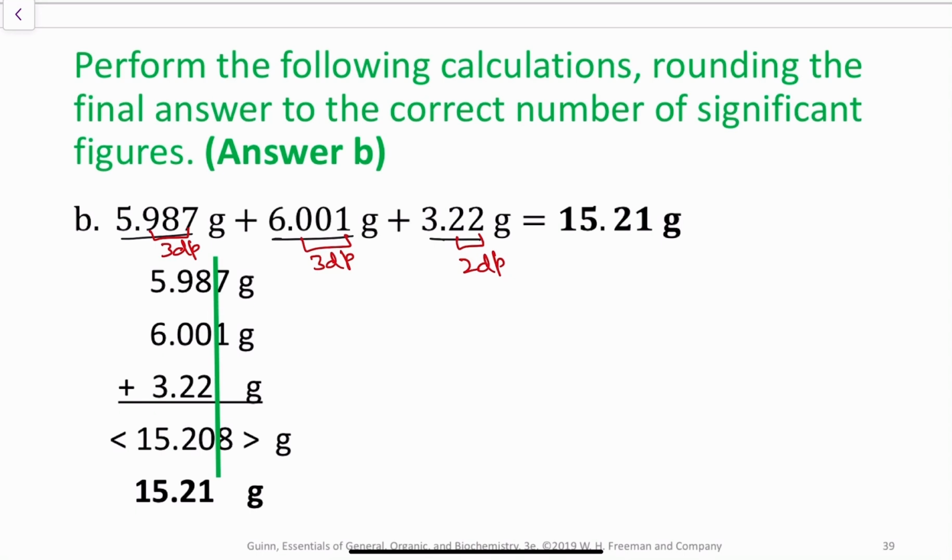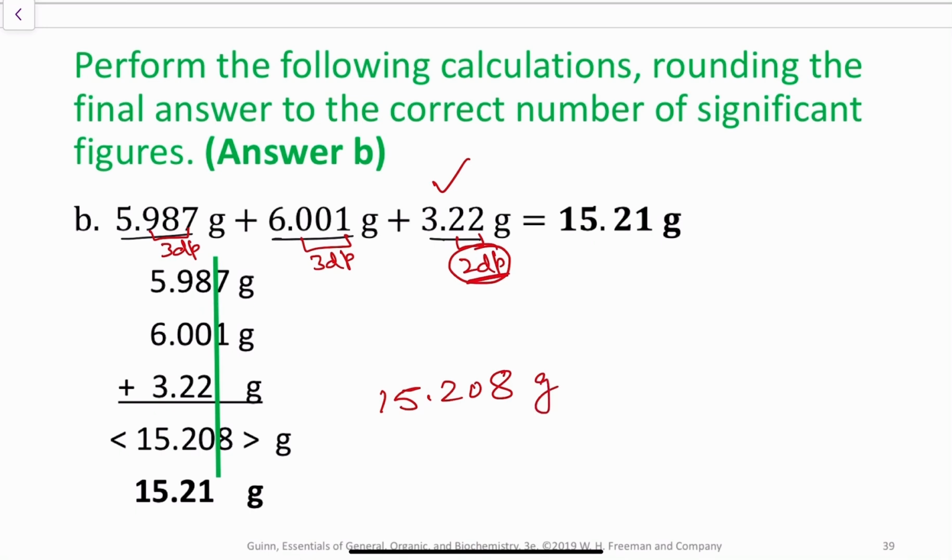So the rule says your final answer has to have the same decimal places as the lowest decimal place in your original numbers. So out of the 3 numbers, which one has the lowest decimal place? This number, which has 2 decimal places. So your final answer cannot have more than 2 decimal places, right? So if you add them all, your answer will be 208, right?